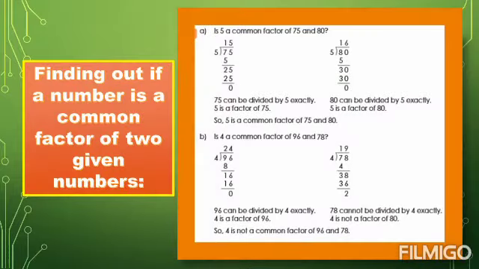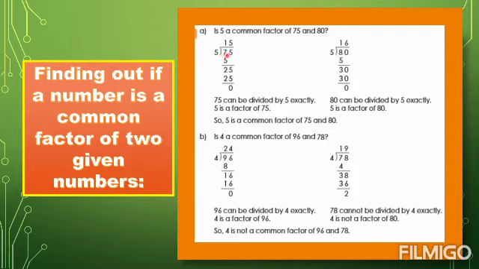Okay, so we have here, class, another slide: finding out if a number is a common factor of two given numbers. So question, class: is 5 a common factor of 75 and 80? We'll answer that later, class, after discussing the solution here. As you see here in the first one, to check if that number is a factor of a number, we'll be using the long division method. So 75 divided by 5.